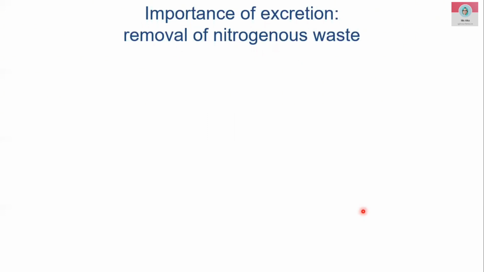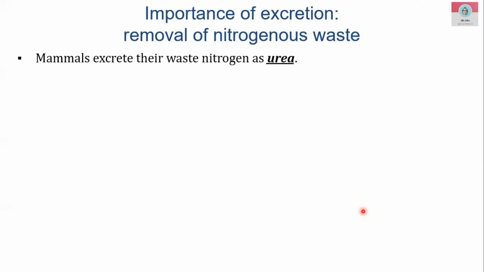So what we're going to focus on today is the importance of the removal of nitrogenous waste and how we excrete our nitrogenous waste products. We are going to look at the formation of urea, and then we're going to look at the roles of our liver. After we go through these, we will then see how the kidney does its job of removing urea as part of our urine. But before that, let's look at how urea is being formed.